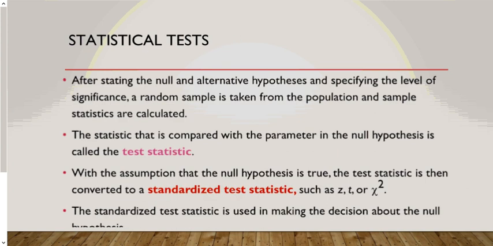Okay, so with these tests, this is kind of the order of things. After you state your null and alternative hypotheses, then you take your random sample from the population and you calculate your sample statistics. Then you're going to compare that with your parameter in the null hypothesis. Then we assume that the null hypothesis is true, and we convert everything to a standardized test statistic. The ones that we've done are z's and t's.